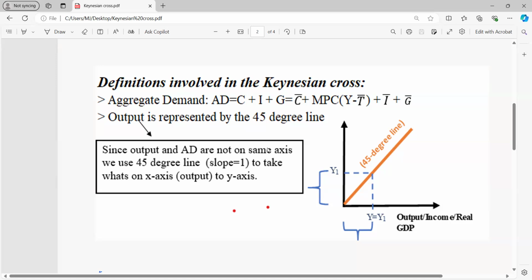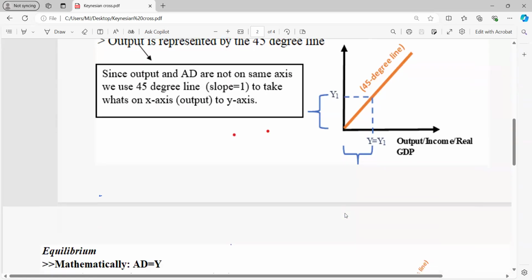Now the problem is that when we're looking at equilibrium in the Keynesian cross, we want to compare aggregate demand and output. And aggregate demand is on the vertical axis, but output is on the horizontal axis. So we draw this 45-degree line so that we can take what's on the x-axis, which is output, to the y-axis. Because if this much represents Y1 on the x-axis, then because the 45-degree line has a slope of 1, using the 45-degree line I can see that this much represents Y1 on the vertical axis. And like this, we can then directly compare it with aggregate demand, which is on the vertical axis.